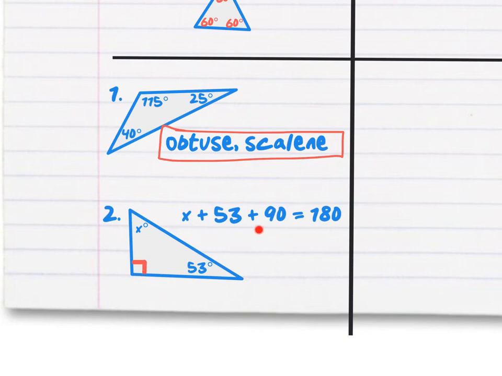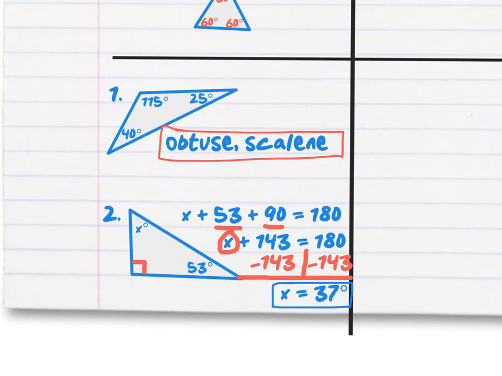Now from here, before we solve, we're going to simplify our like terms on the left side. So the 90 and the 53, we're going to add them. So now we have a new equation: x plus 143 equals 180. And then the last step is to circle the variable. When we're trying to get the x by itself, we're going to draw our line here. We're going to get rid of the 143 by subtracting 143 from each side. So now our answer for x is going to be x equals 37.